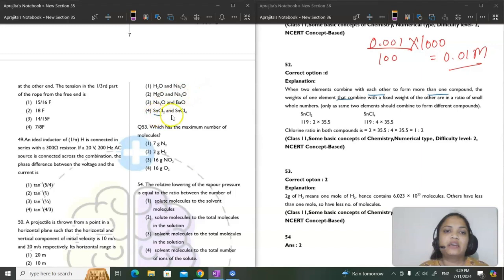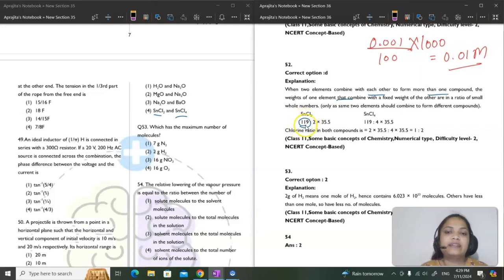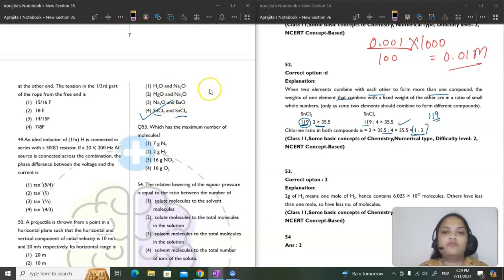Here you can see SnCl2 and SnCl4. The mass of tin is 119, and for chlorine you can take 2 into 35.5 and 4 into 35.5. So the ratio will come out to be 1:2. It means the fixed mass of tin, which is 119, is combining with chlorine in a simple whole number ratio, which is 1:2. So the answer is going to be option number 4.